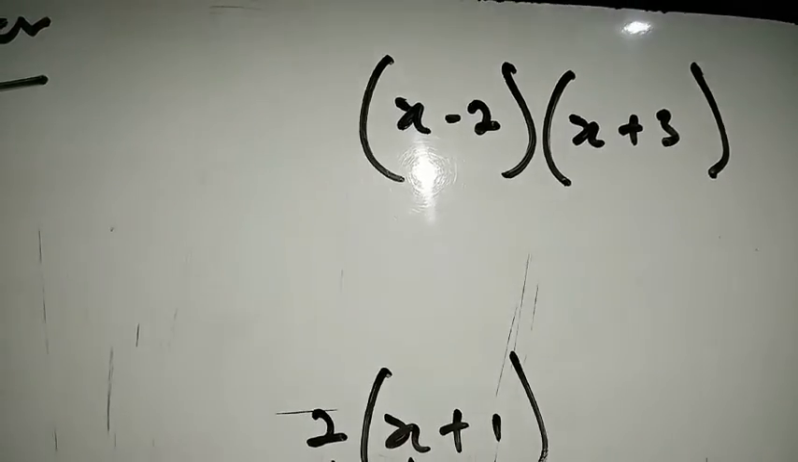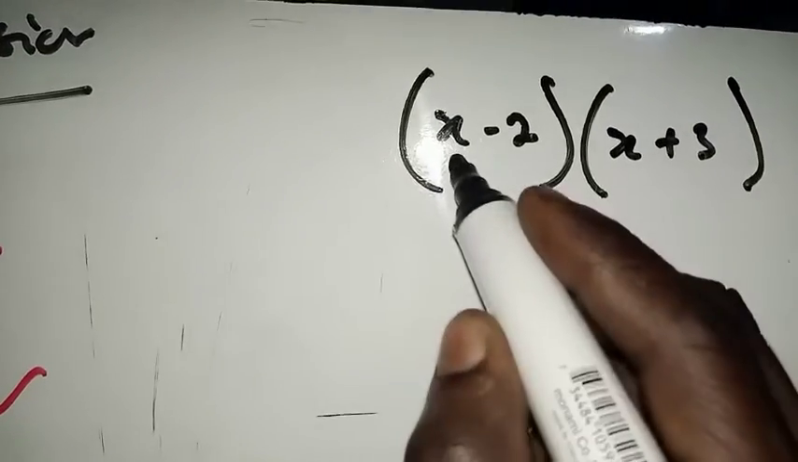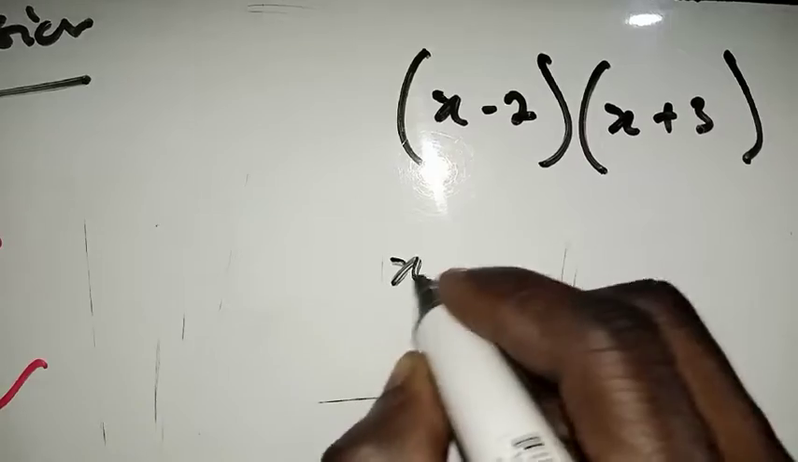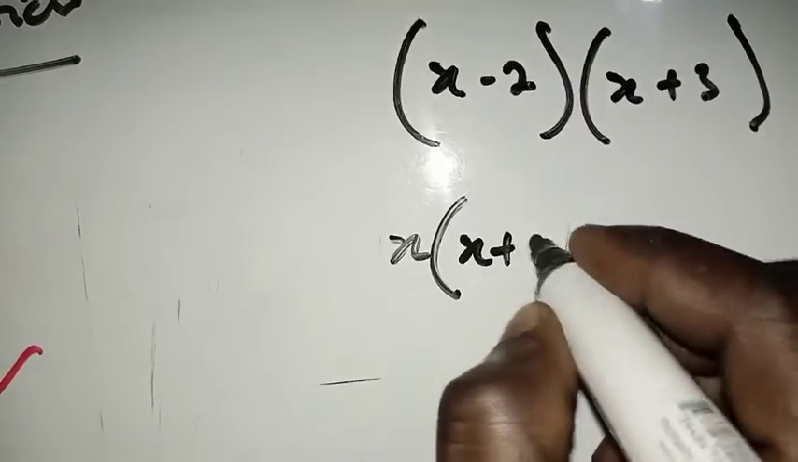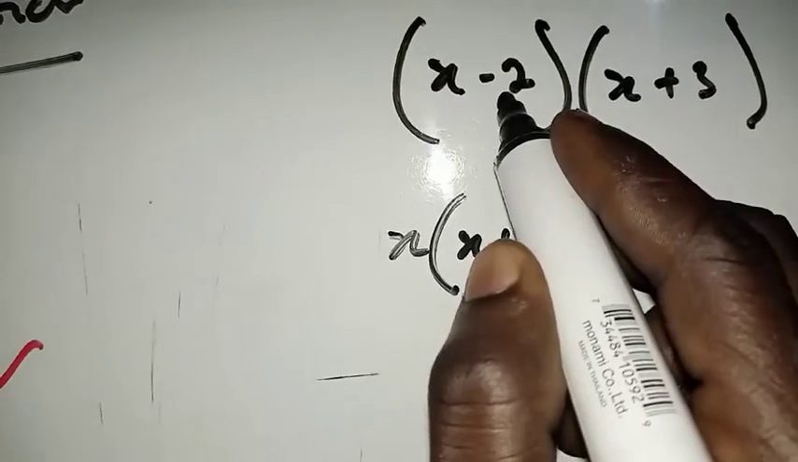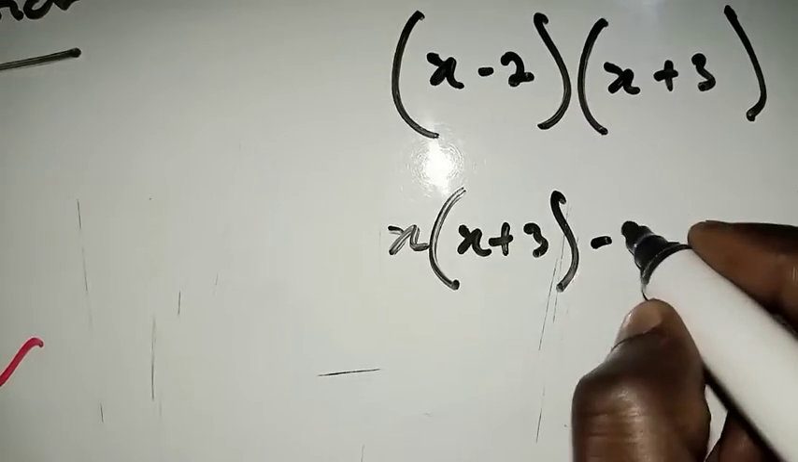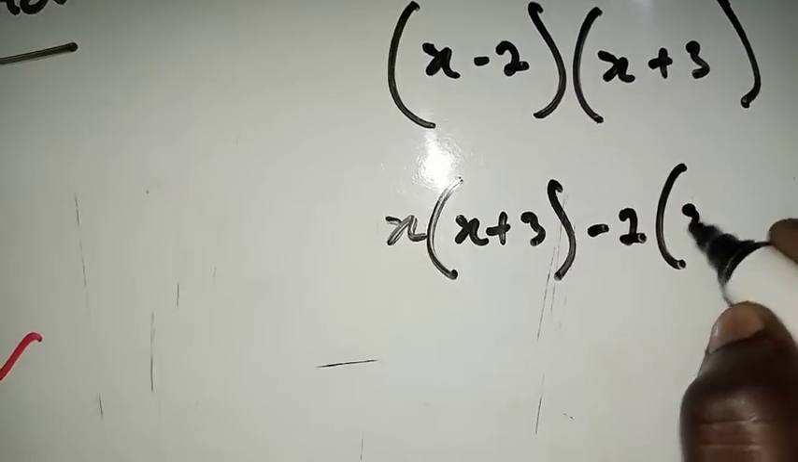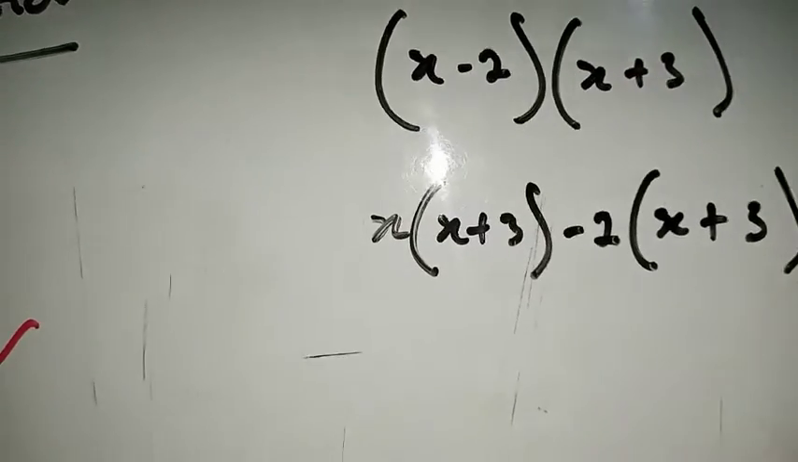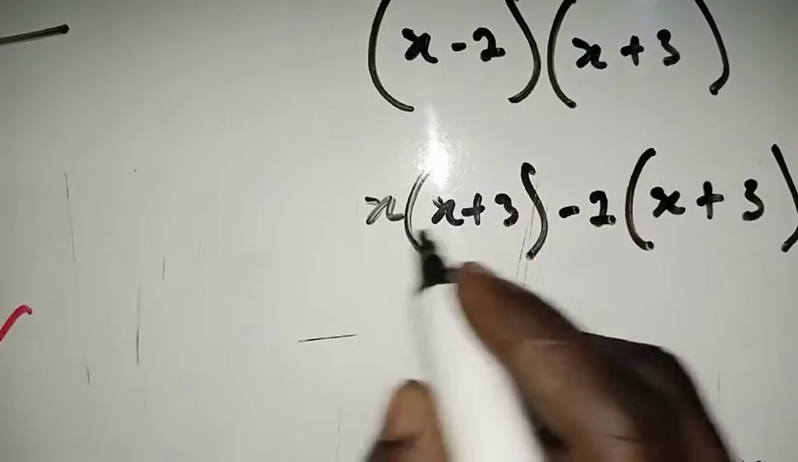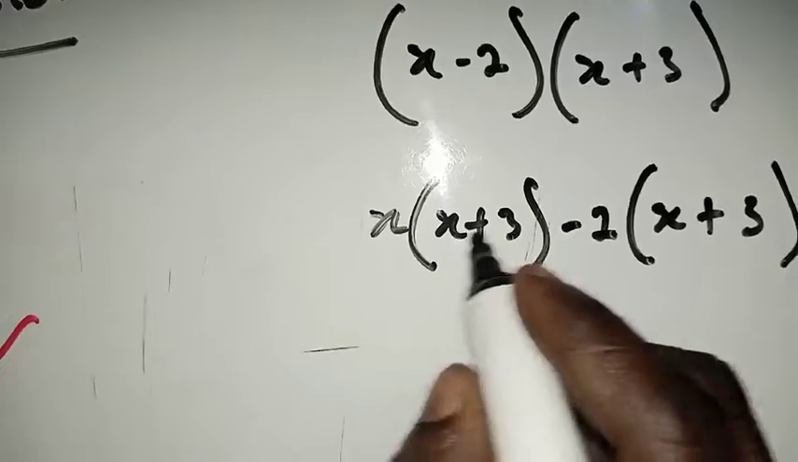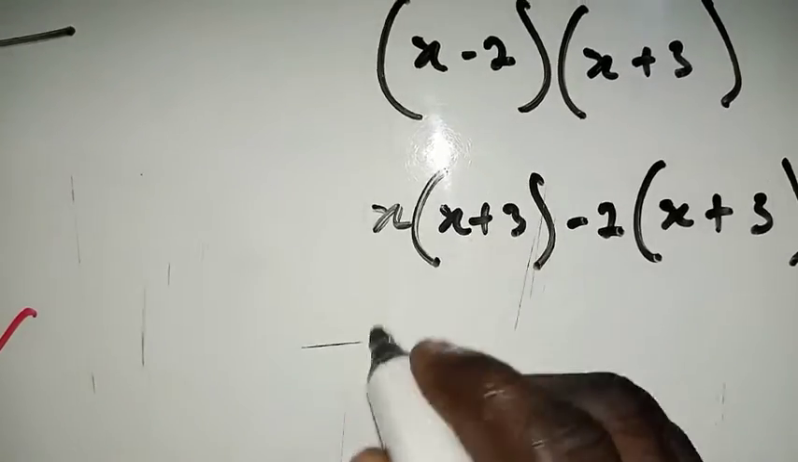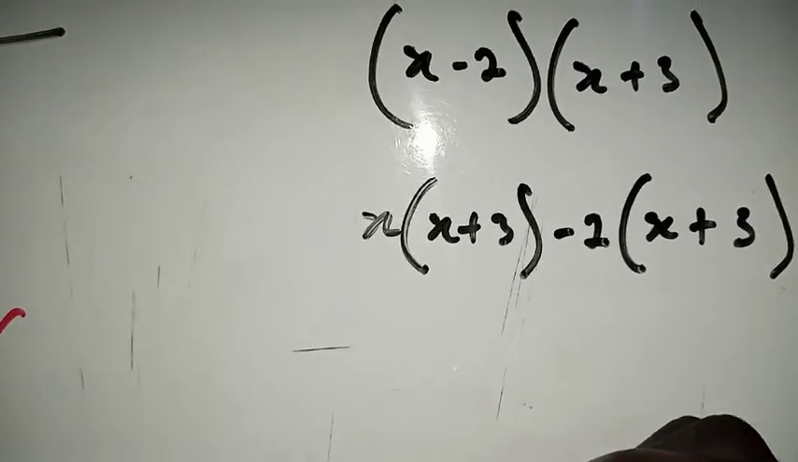So let's see how to multiply. This x here is going to multiply everything, that is the x into the bracket x plus 3, right? And then followed by the negative 2 here. So negative 2, multiplied by everything, that is x plus 3. Right? Okay, since you know how to multiply this, and this is very simple, I guess you should pause the video, try your hands on this, and come back and check the solution.